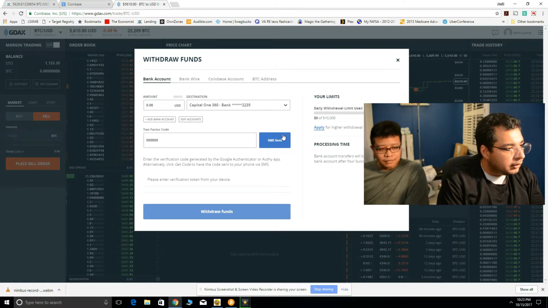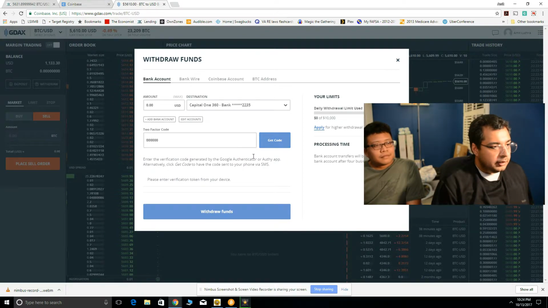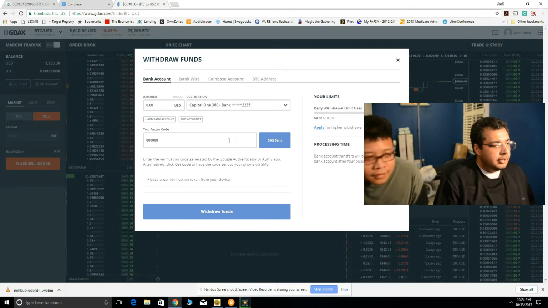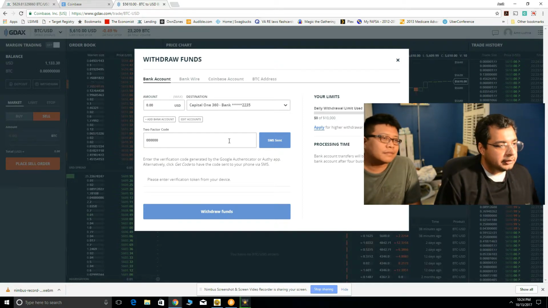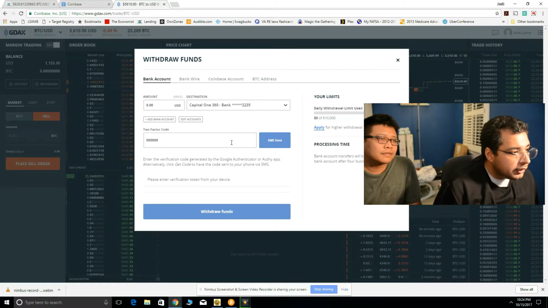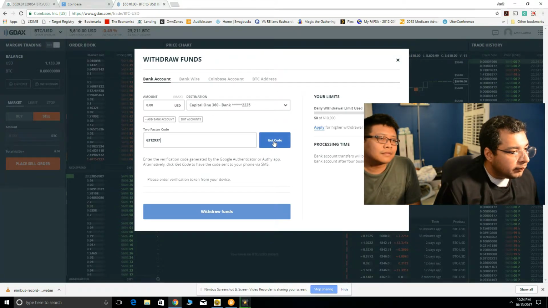Give it a second. It should show up on my SMS. But what's happening is this is just verification. Yep, like the two-factor authentication. Yeah, it's a two-factor authenticator where you enter the code and it basically authorizes the sale. So I just got the code. I'll enter it in. And I'll hit the withdraw button after I enter the amount.